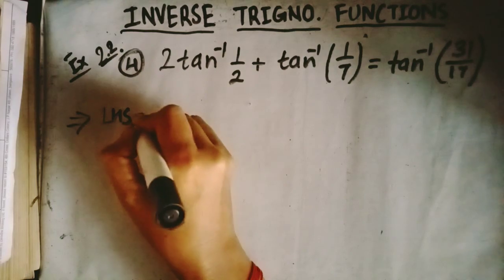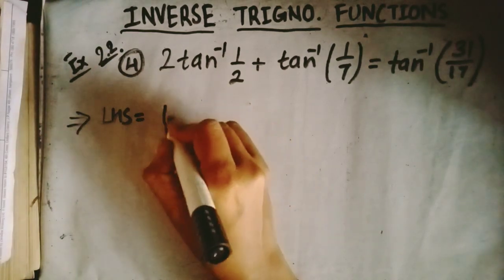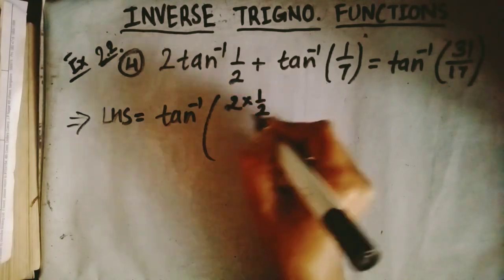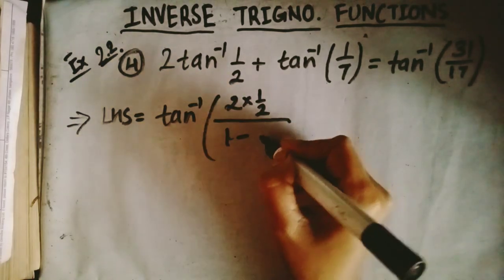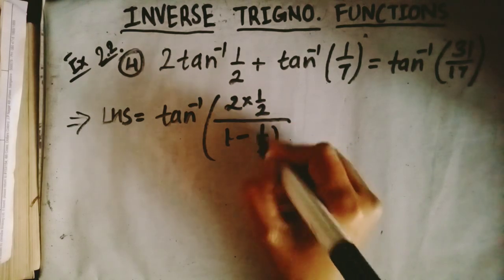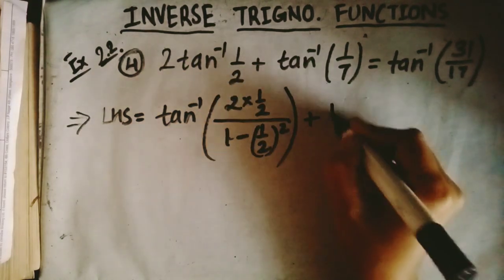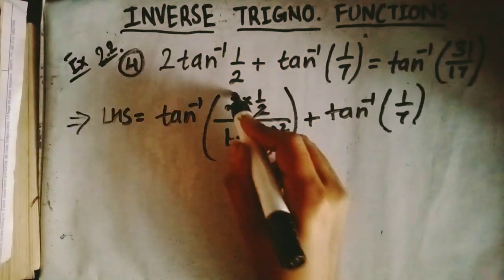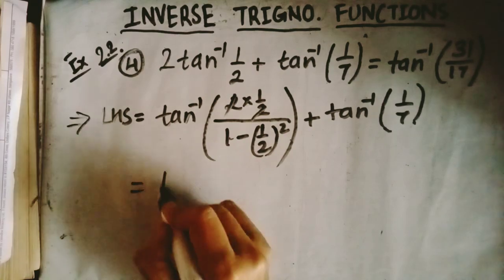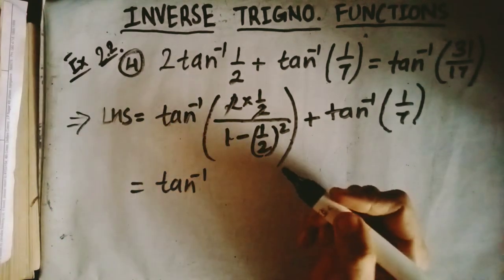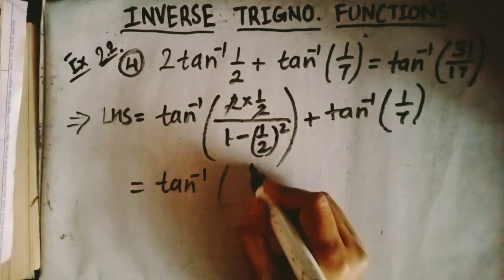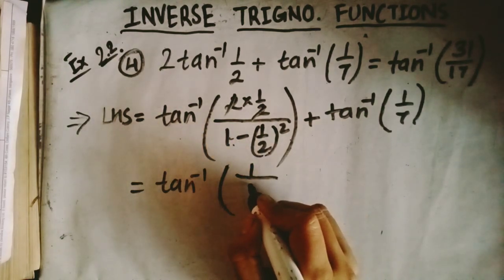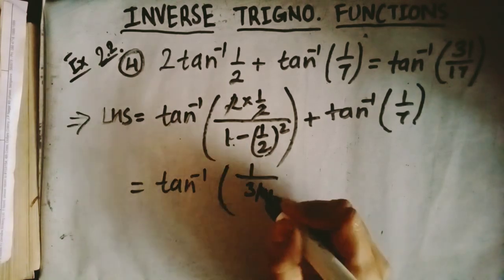So LHS is tan inverse of 2x, so 2 into half upon 1 minus x square, so half square. And this other term remains the same. So this is our tan inverse 1 upon 4 minus 1, 3 by 4. So it will be 4 by 3.